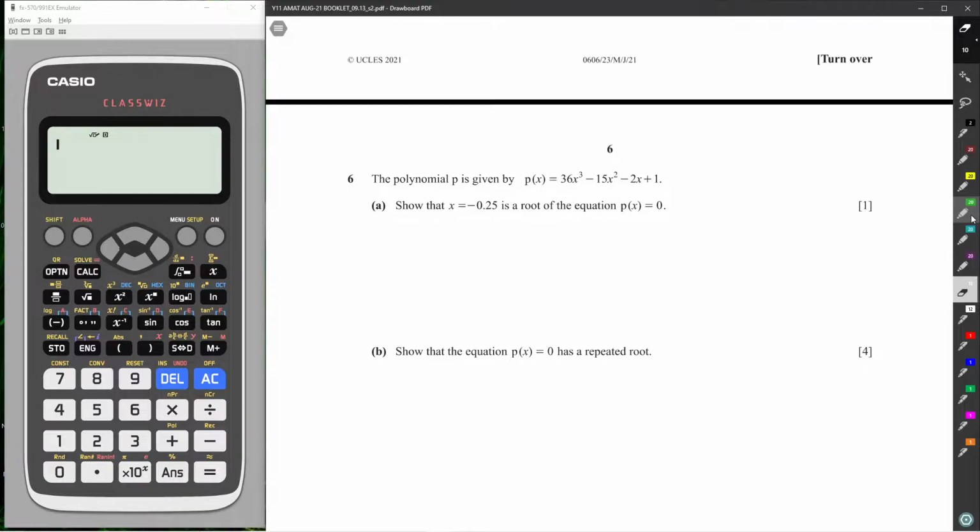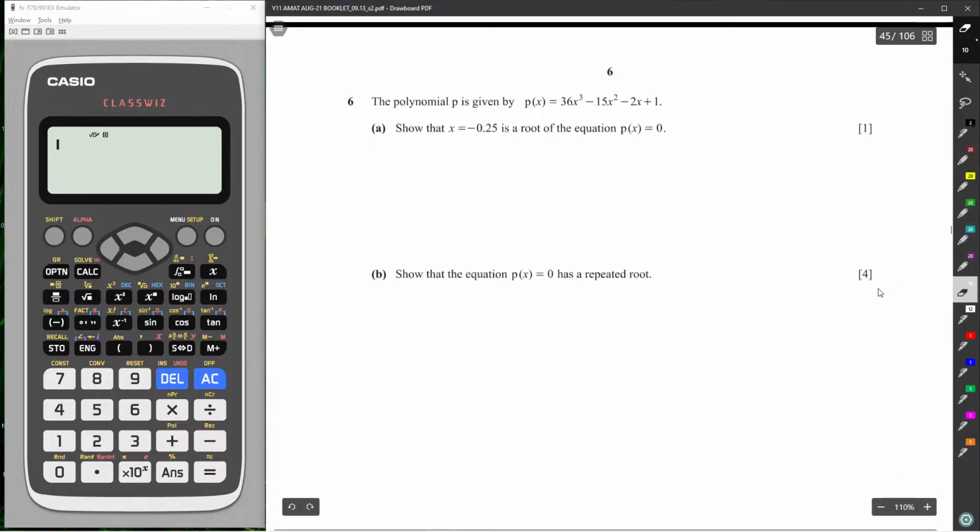Let's check on this question from 2021 May-June, paper 2-3, question number 6. Well, this question will test you on your understanding in factors and polynomials. Now let's read out this question.